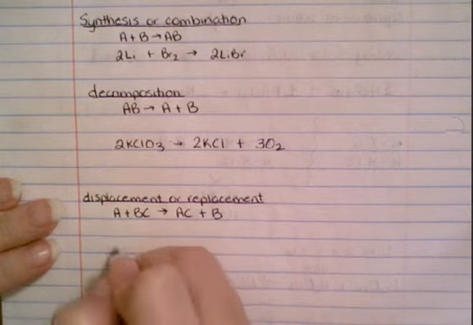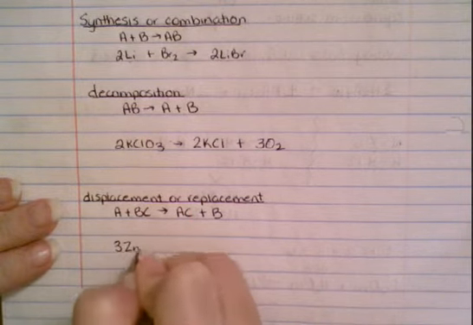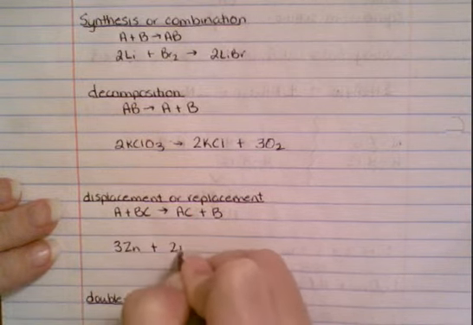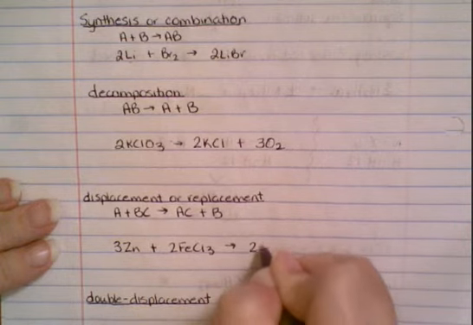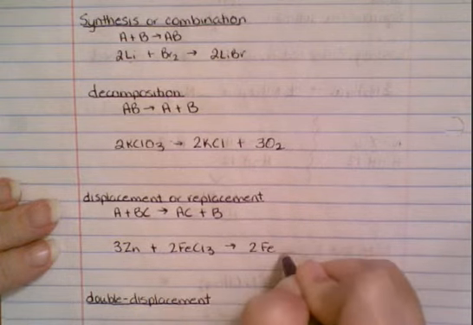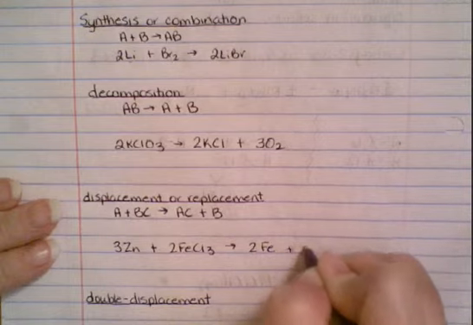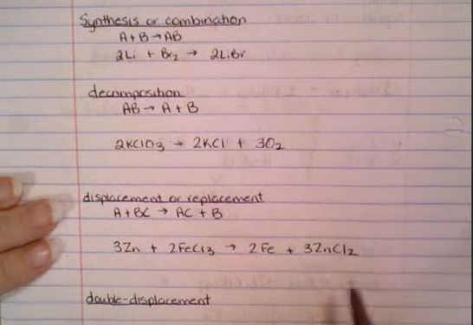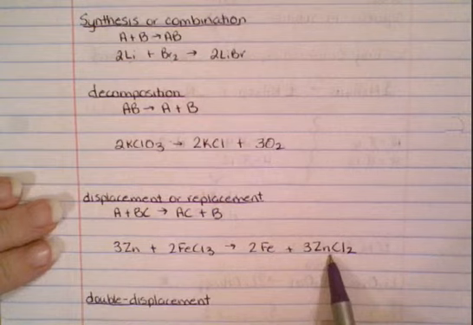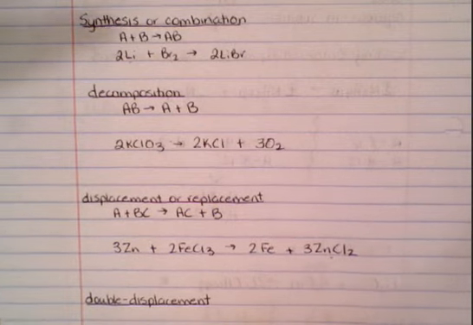And an example would be... now what do you notice about this one? You notice that the iron had a partner on the left-hand side, but on the right-hand side, iron no longer has the partner. Zinc does. So it has been replaced or displaced, whichever one sounds better to you.